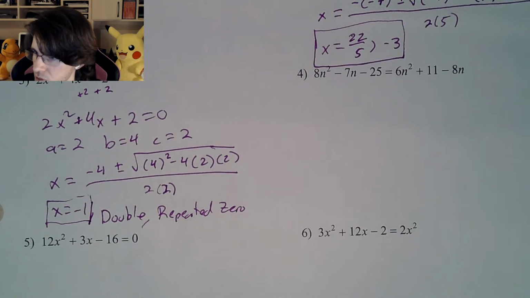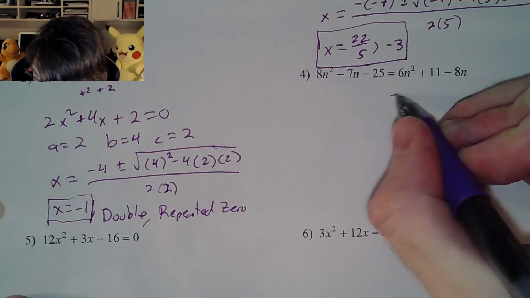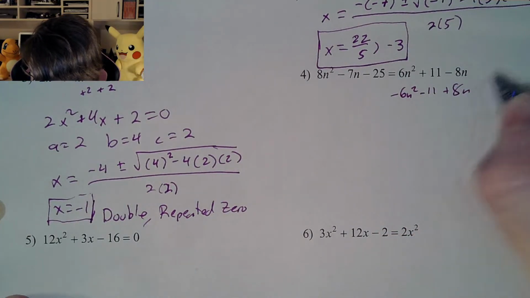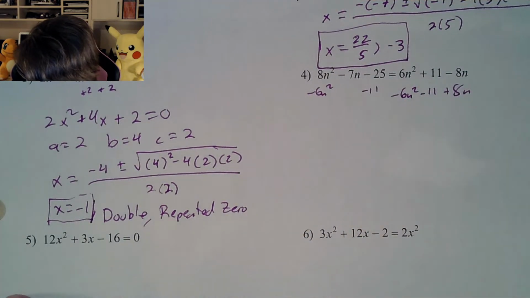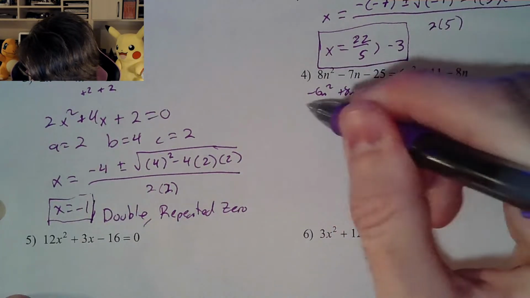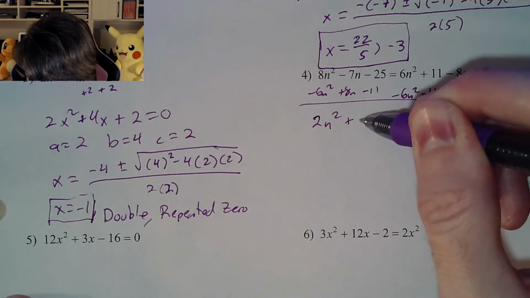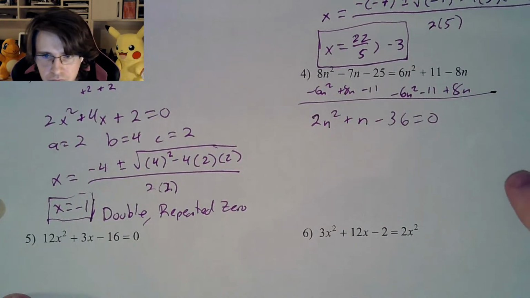Off to problem number 4. So on problem number 4 here, we need everything to equal 0 to do these questions. We don't have it equal to 0 here. We're going to move everything off to the left-hand side. We're going to do minus 6n squared, minus 11, plus 8n. So doing all that, adding them up, we're going to get 2n squared plus 1n, which you can just leave as n by itself, minus 36 is equal to 0.